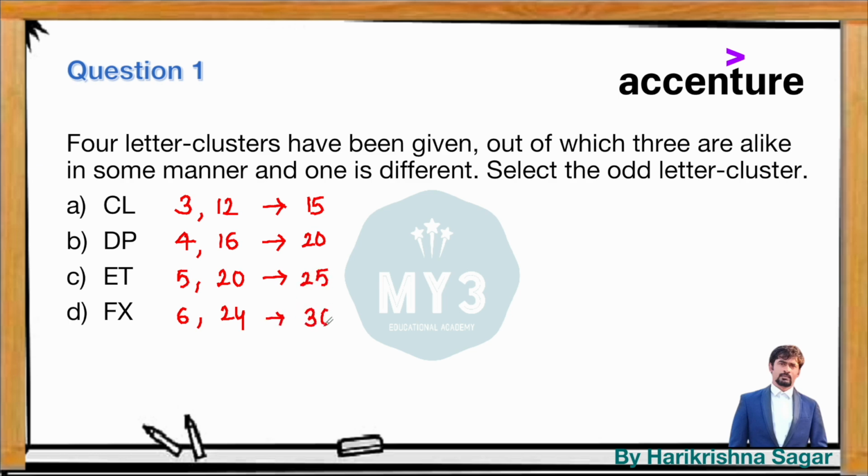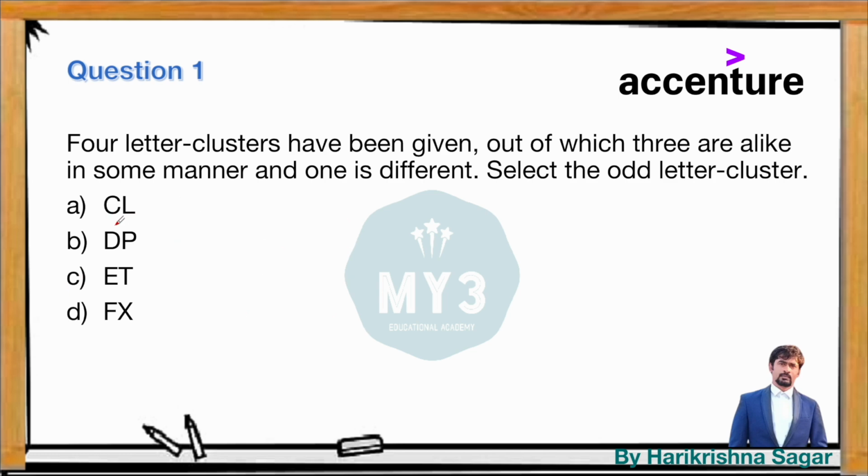Out of this, which of the following is the odd one? All are multiples of 5, but if you look at this, 25 is a perfect square. So the odd man out here is going to be option C. Or otherwise, we can also give another reason. If you look at C, L, D, P and F, X, all of them start with a consonant letter and E is the only vowel. So the word is starting with a vowel. So you can mark the answer choice as option C here.